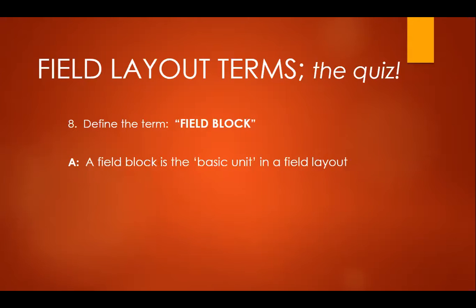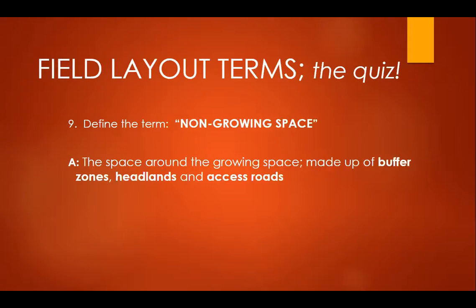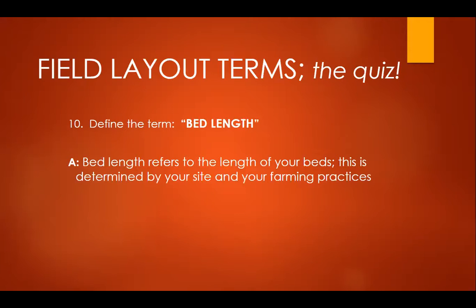Field block is your basic unit in a field layout. Non-growing space is made up of buffer zones, headlands, and access roads, and it is the space around the growing space. Bed length refers to the length of your beds, and that's often determined by the site itself and your farming practices, tractor versus non-tractor usually.